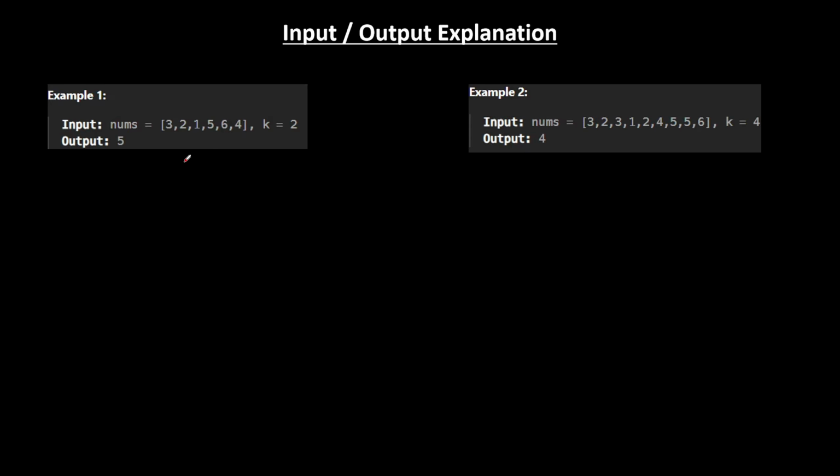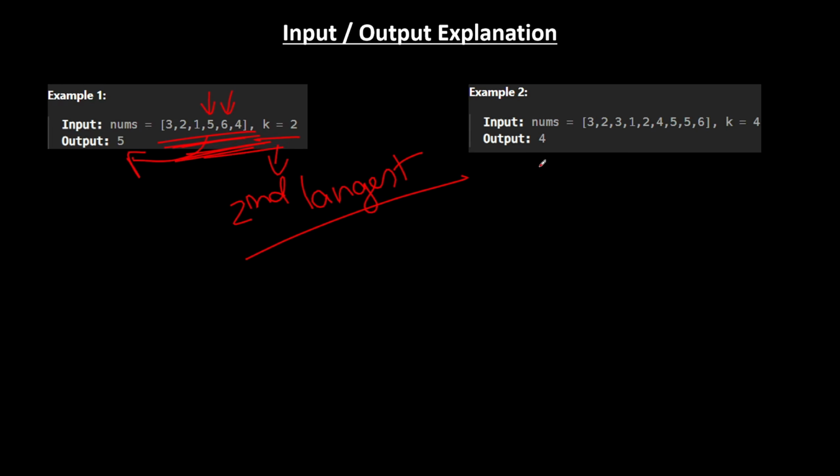Now let's understand the input output explanation. Here k is given as 2, which means the second largest element. We have to find the second largest element. Pretty simple. Here you can see 6 is the largest element, then comes 5. Therefore, the output is 5. And we have to do that without sorting. We have to figure that out.